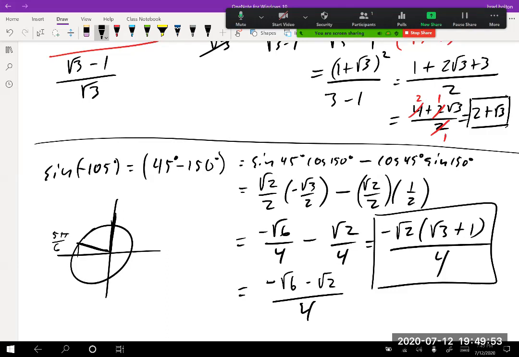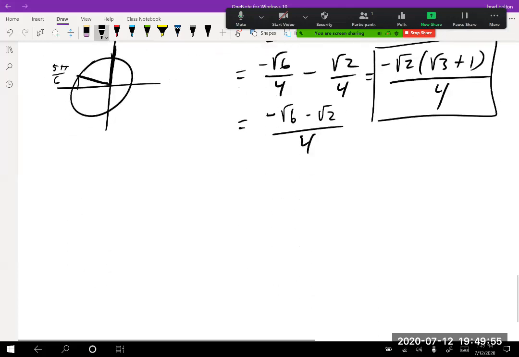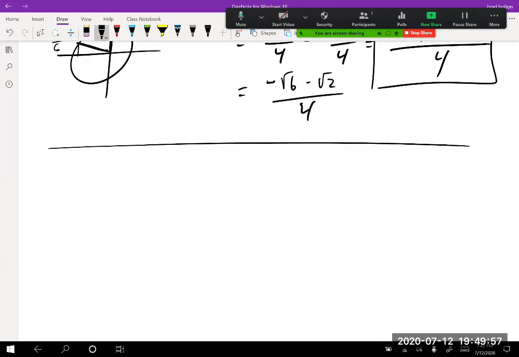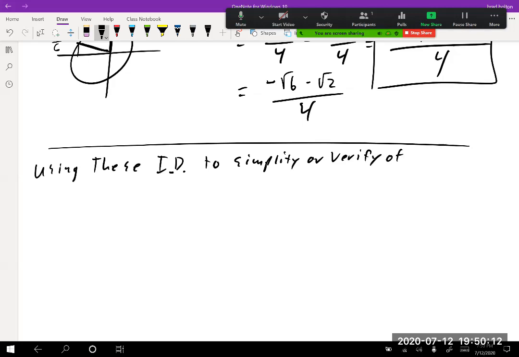So if we want, there are some expressions. Using these identities to simplify or verify other trig identities, okay?